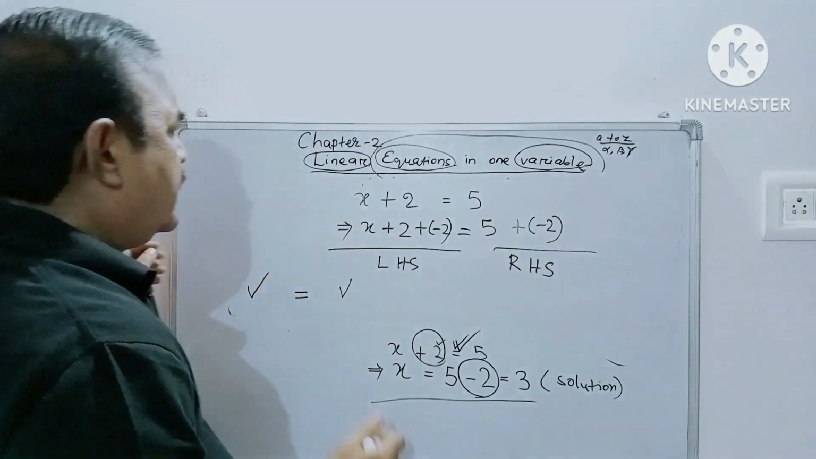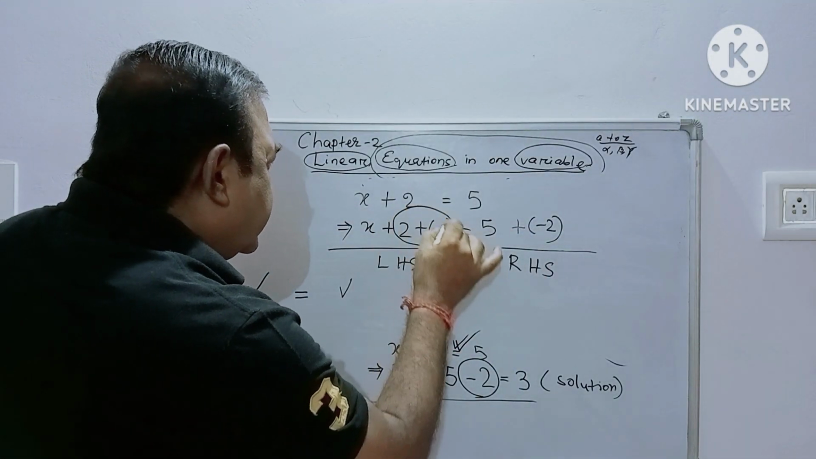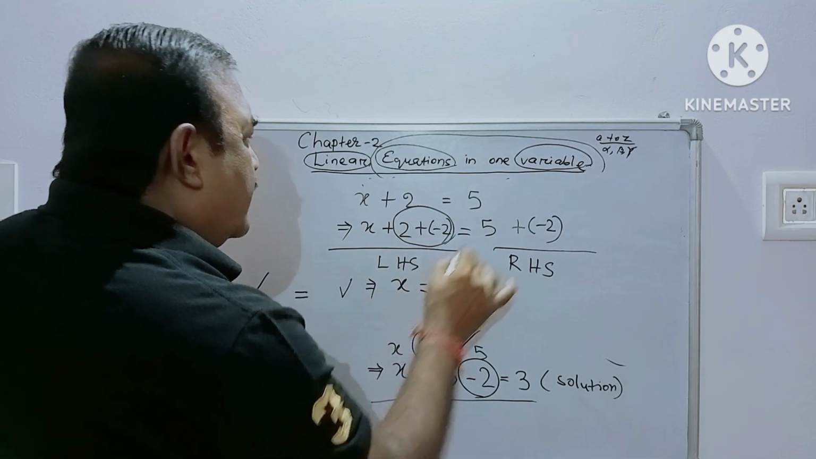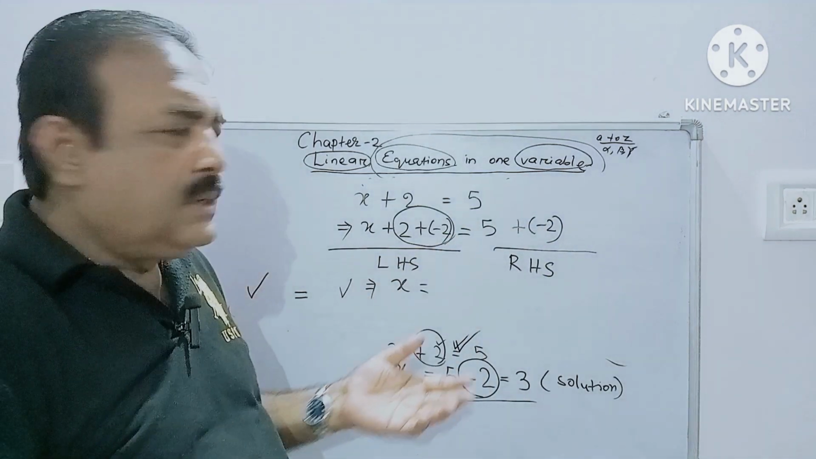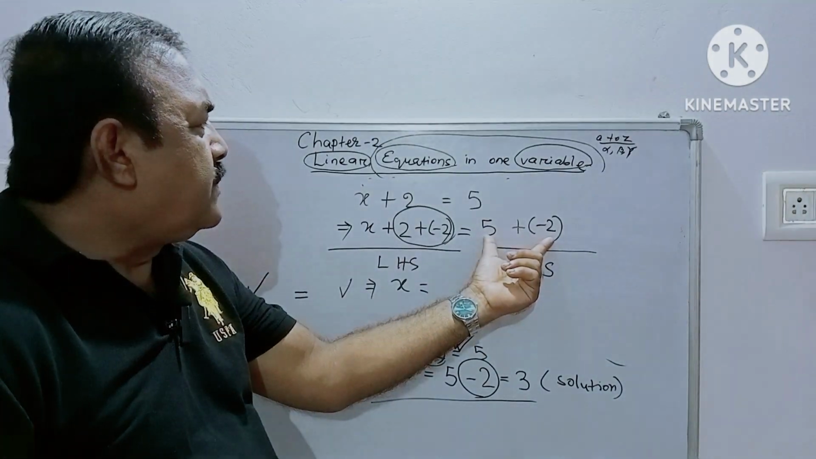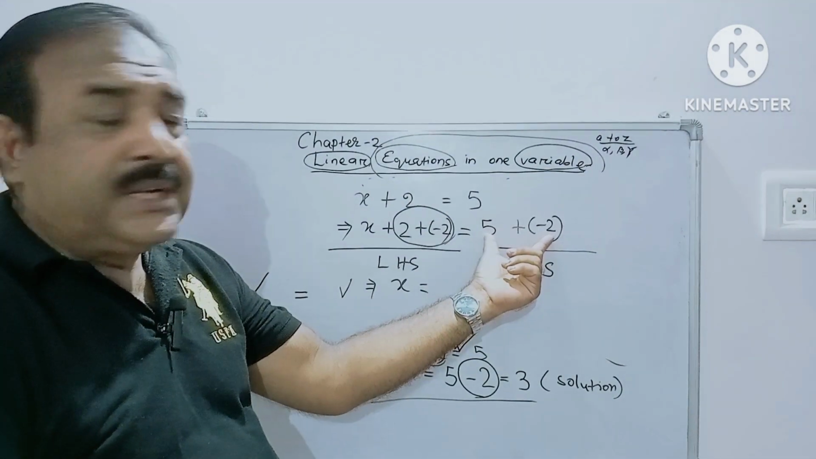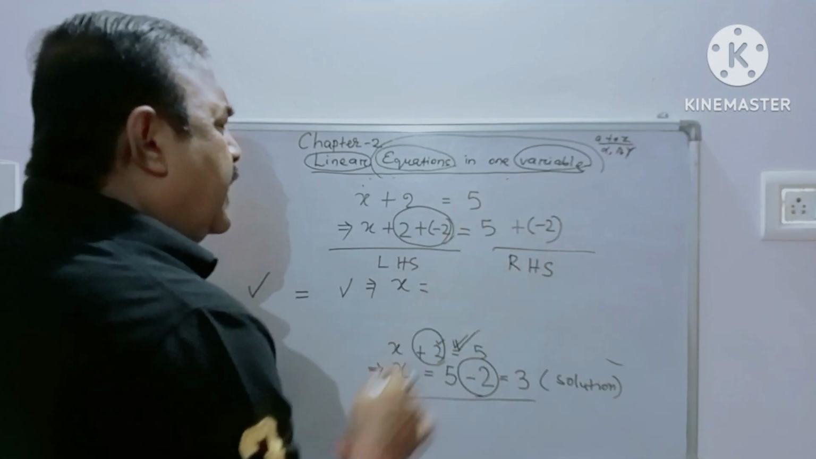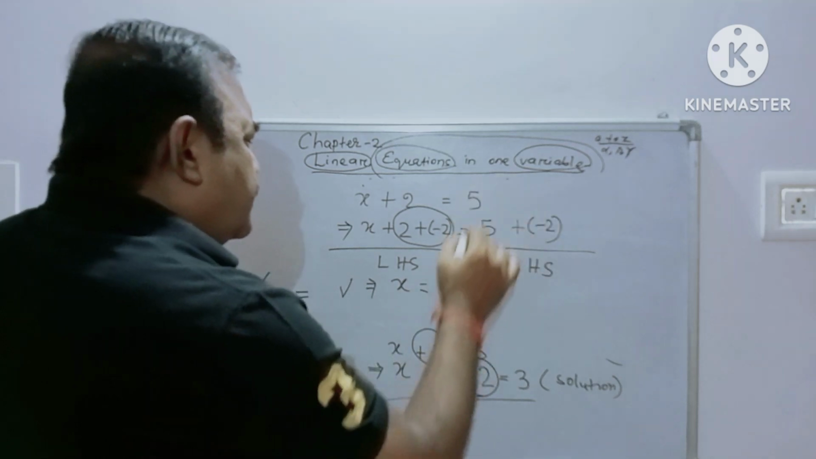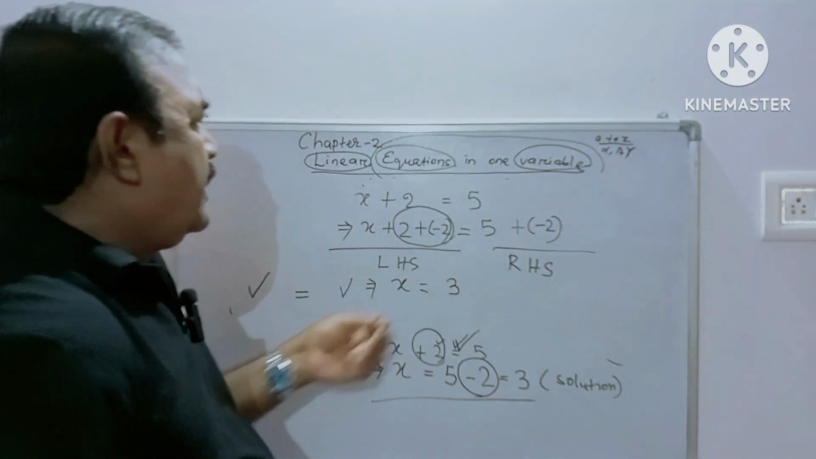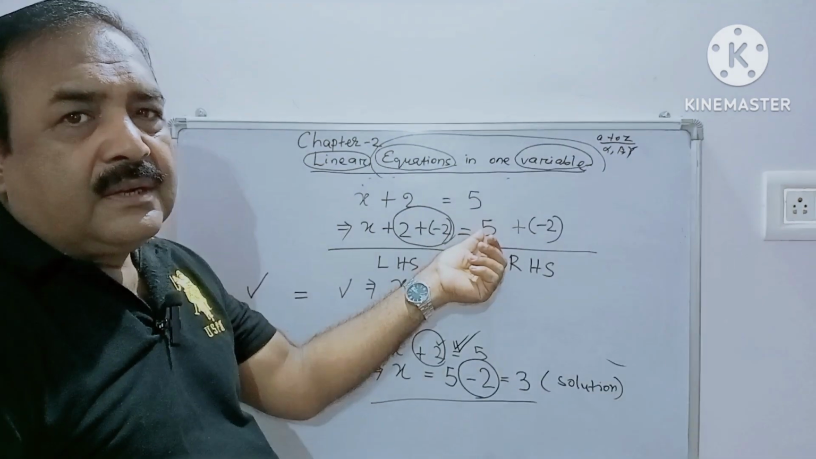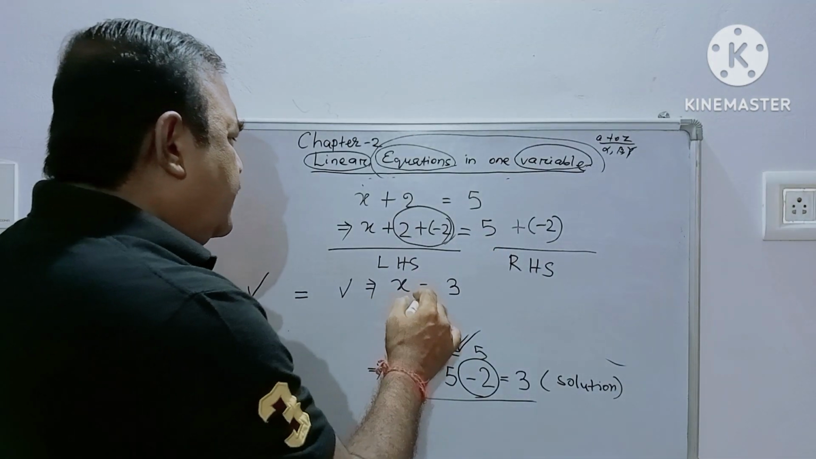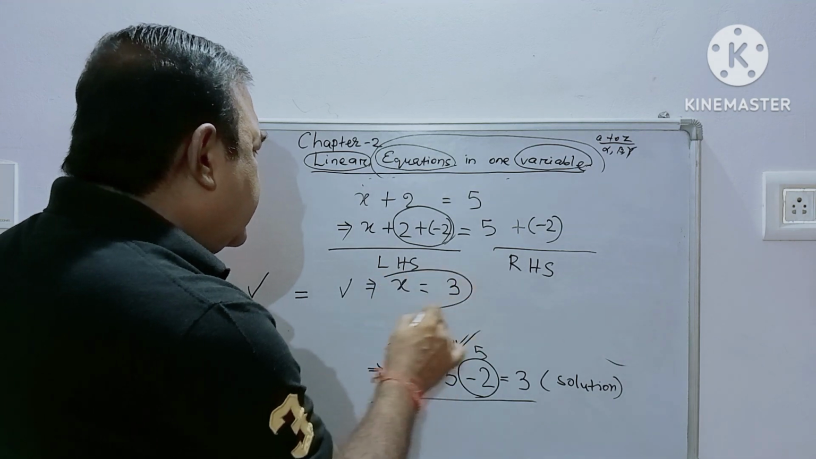Okay. So 2 plus of minus 2 gives 0, and I got my x. That implies x is equal to 5 plus of minus 2. Because the integers of opposite signs, when added, we take the difference of the numerical values only, neglecting the minus and plus signs. 5 minus 2 is 3. And the sign of the greater integer is given to the sum, so that is plus 3. So we got x is equal to 3.